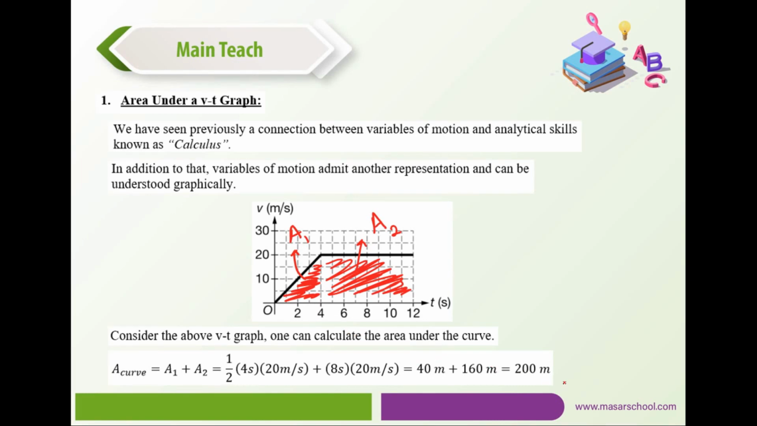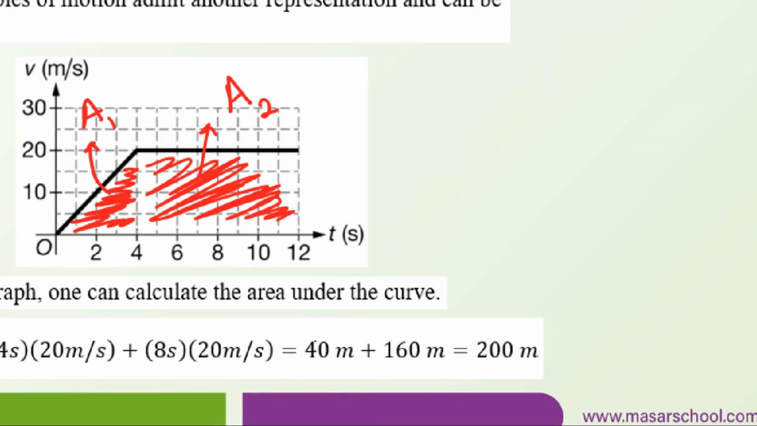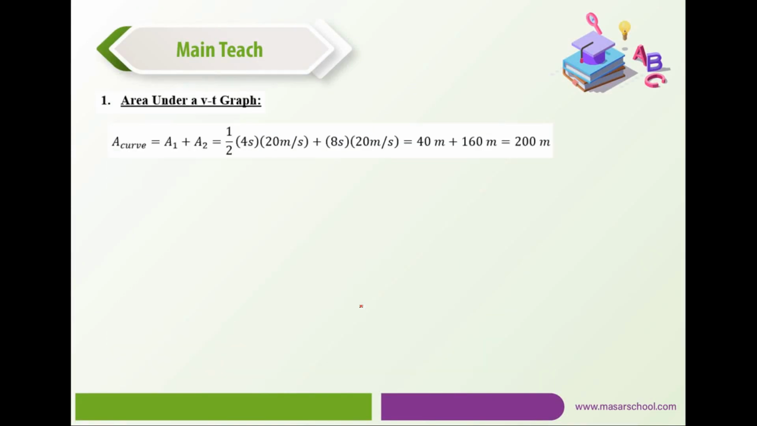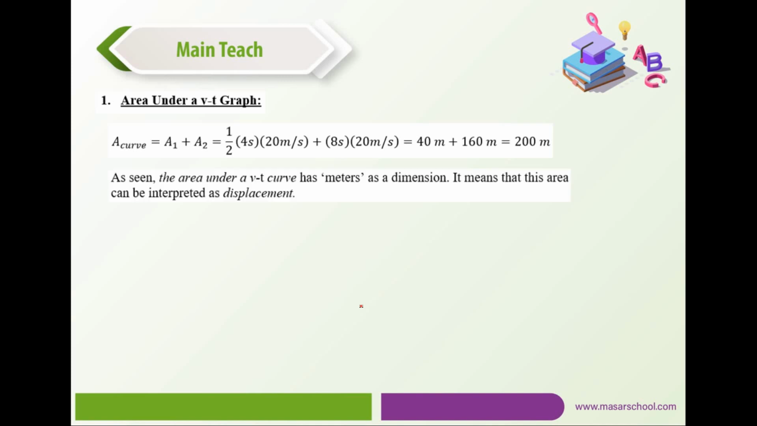And the area is given by 200 meters. Why meters? Because the base is in seconds and the height is in meters per second. Second would cancel with second, and that would be meters. So the area of the curve, for the previous curve, is 200 meters. As seen, the area under a VT curve has meters as a dimension.